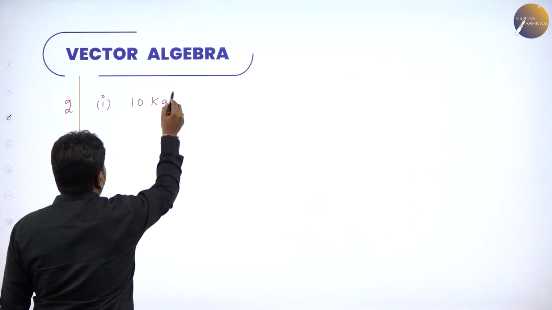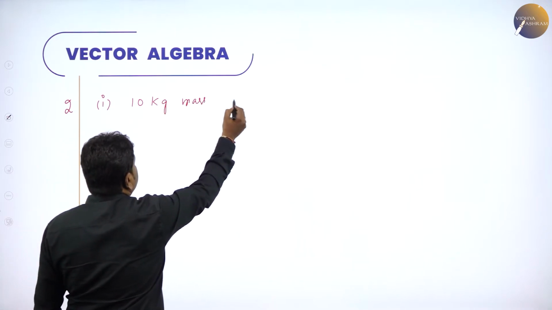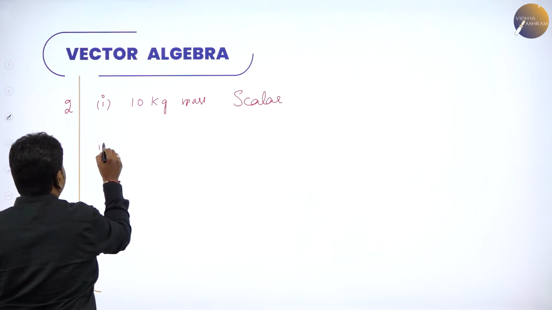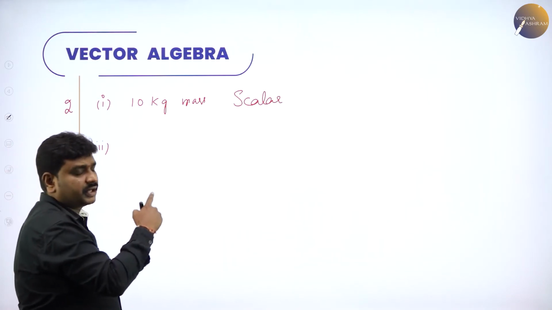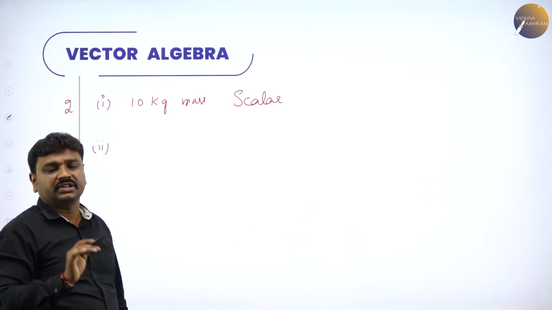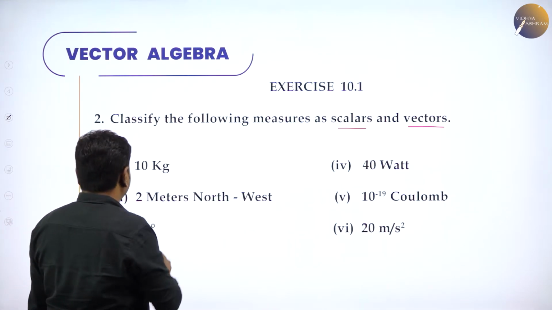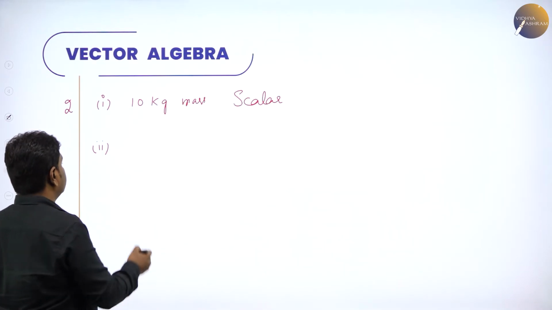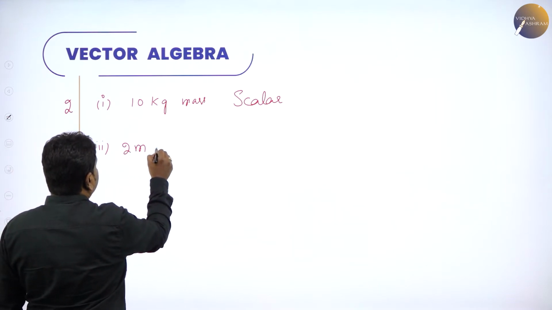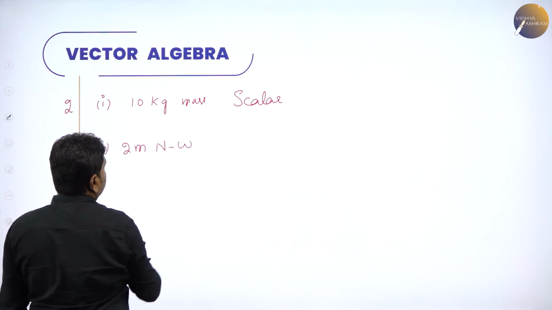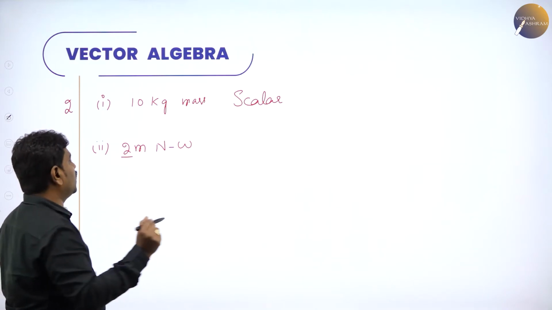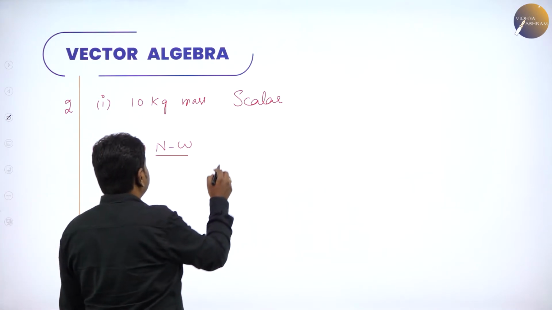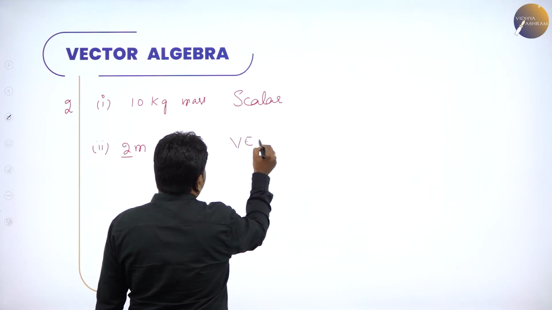You know, kg is what? Mass. Mass is a scalar. So therefore, the first one is a scalar because it has only magnitude. It does not have direction. And the next one, second one, 2 meter north of west. Please understand, 2 is magnitude. Northwest is direction. So it has magnitude as well as direction. Therefore the second one is what? Vector.